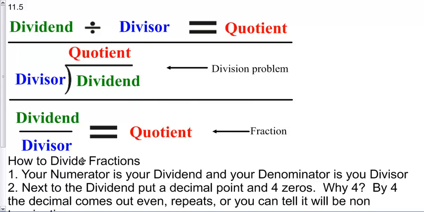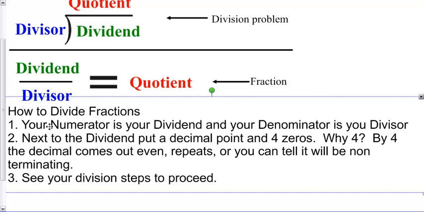So here's how we divide fractions. Your numerator is your dividend, your denominator is your divisor, just like we went over. Next, after the dividend, you put a decimal point and 4 zeros. Why 4? Because after 4, you can tell it either comes out even, repeats, or is non-terminating, which means it goes on forever. And then last, follow the division steps, and go on from there.